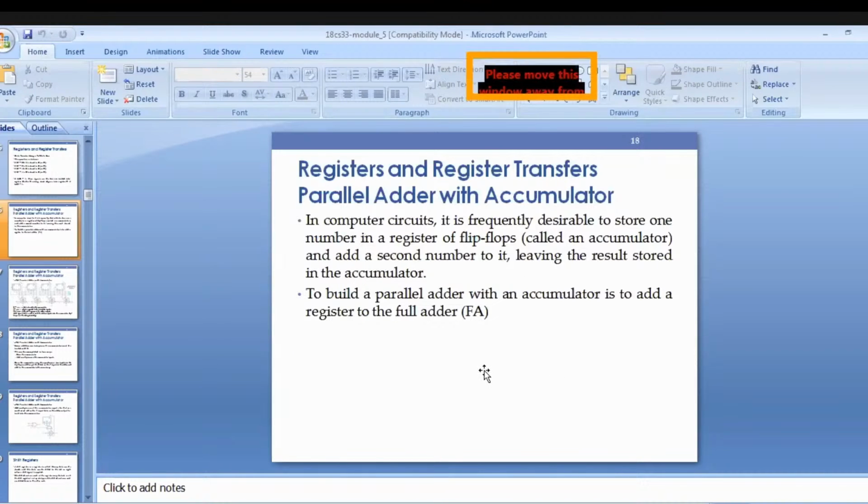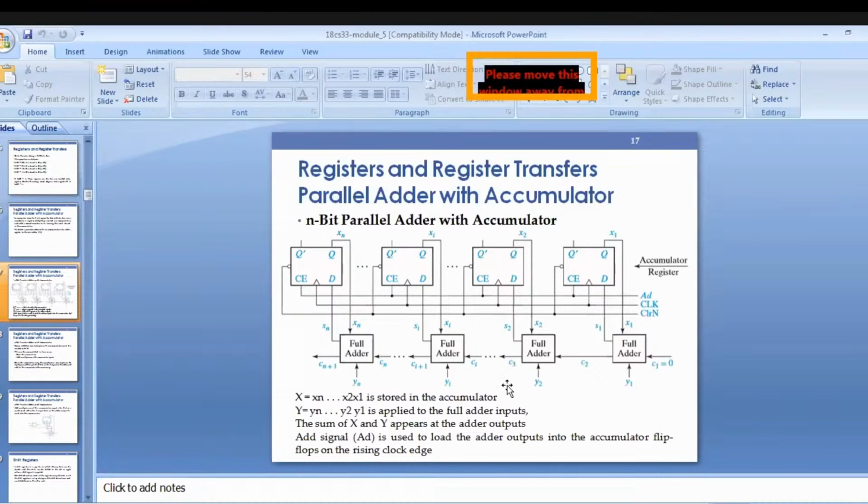If you build any parallel adder with an accumulator to add two registers, you use a full adder. See here, this is the n-bit parallel adder with the accumulator. These are D flip-flops, also used for the accumulator and register with the full adder. Suppose x is 1 to n values, they are stored in the accumulator. The y values go to the full adder data inputs. The sum of x and y appears at the adder output, and a signal is used to load the adder output into the accumulator flip-flops on the rising edge.